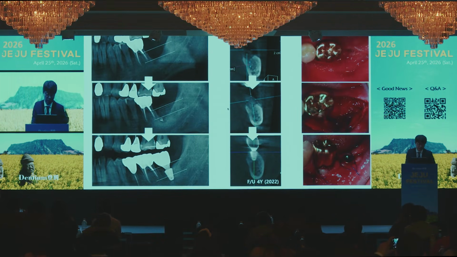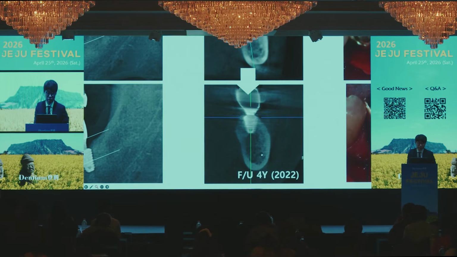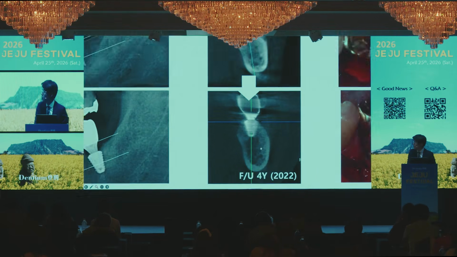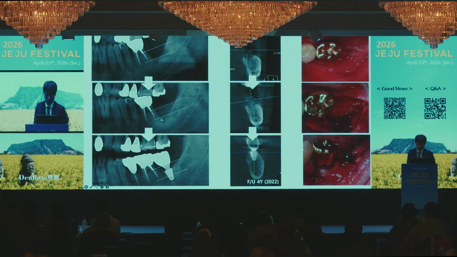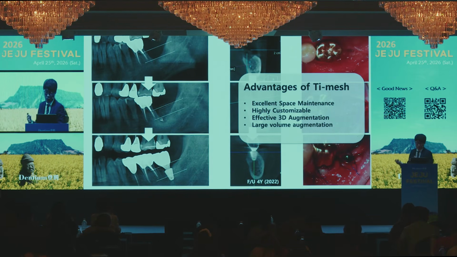As time goes by, we can see that a lot of vertical augmentation was gained here after 4 years later. So to summarize, titanium mesh maintains space very well. We can shape it as we want, and it's effective at both vertical and horizontal augmentation. Because of these advantages, it's a very powerful and useful technique.